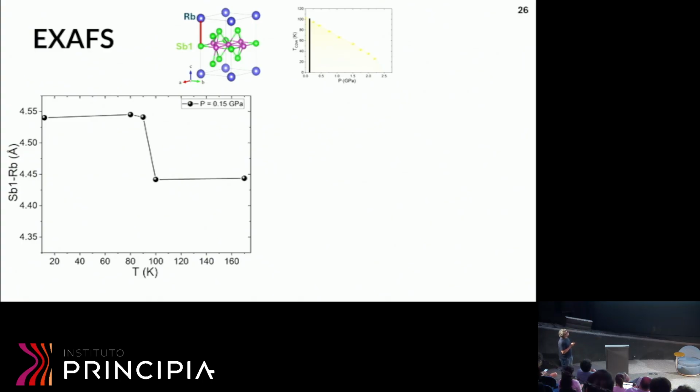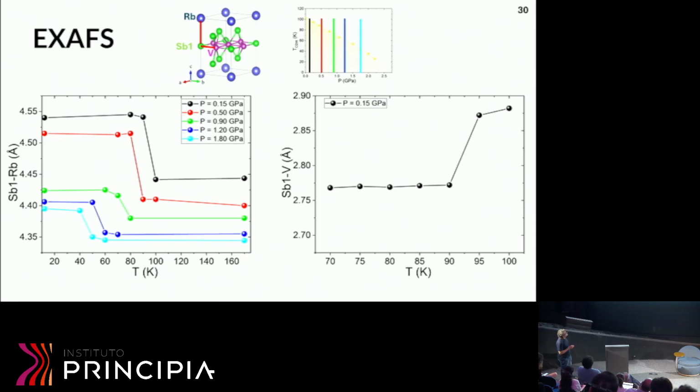Okay. So for the pure compound, the rubidium compound, at ambient pressure, we see an increase of the interatomic distance between the antimony and the rubidium, okay, at the temperature at which the charge density wave occurs. And as we apply pressure, the temperature goes down, as the phase diagram says, and this jump in the atomic distance between the antimony and the rubidium also changes to lower temperature. So if we go in the phase diagram as a function of pressure, we see a decrease in the temperature at which these jumps occur.